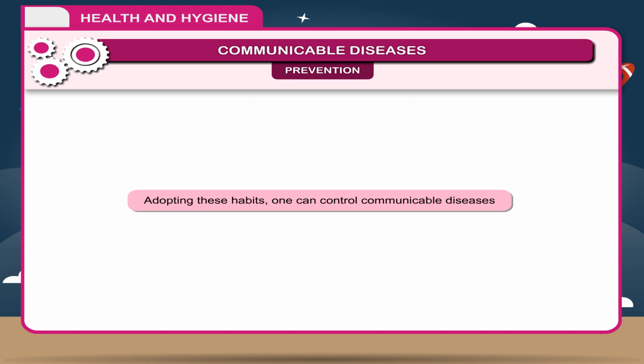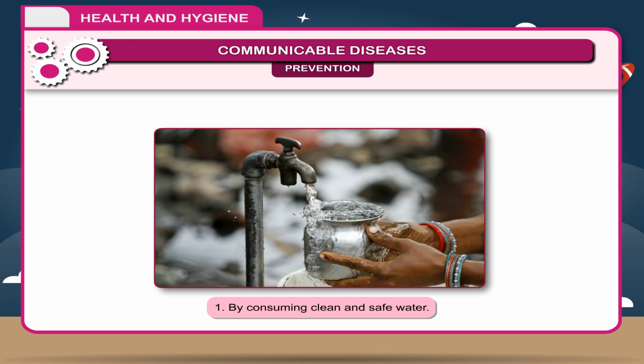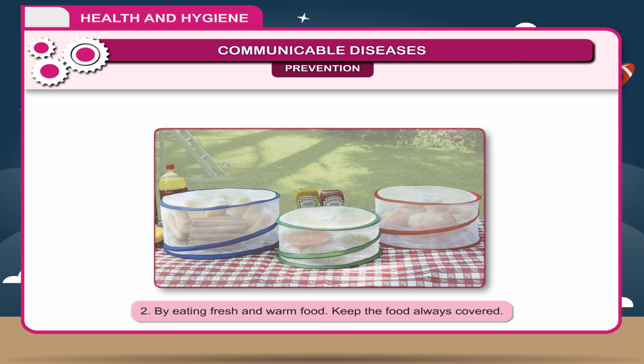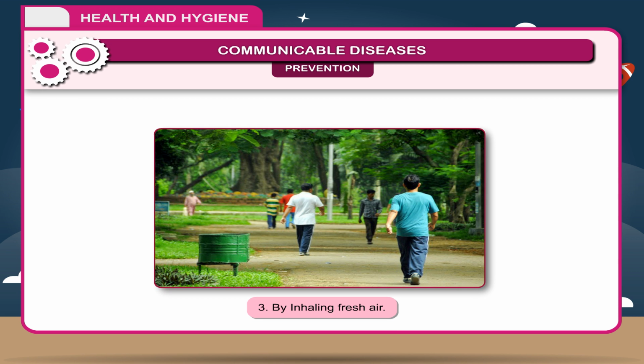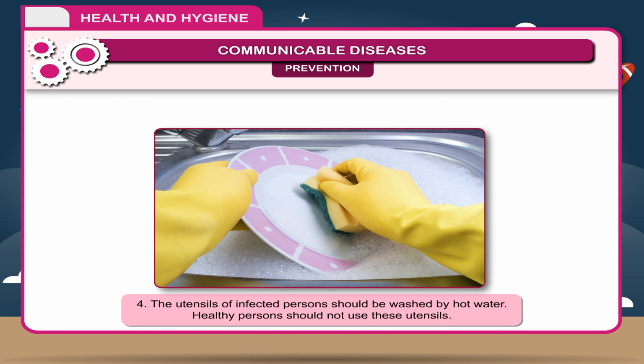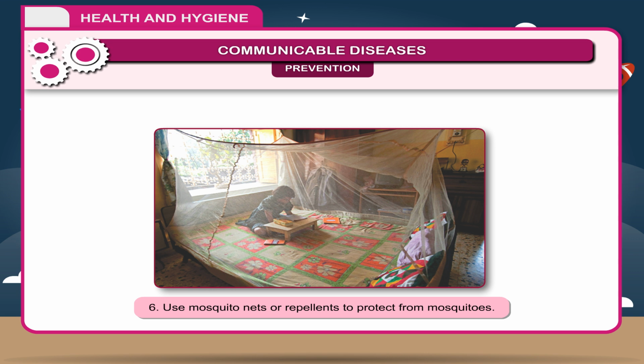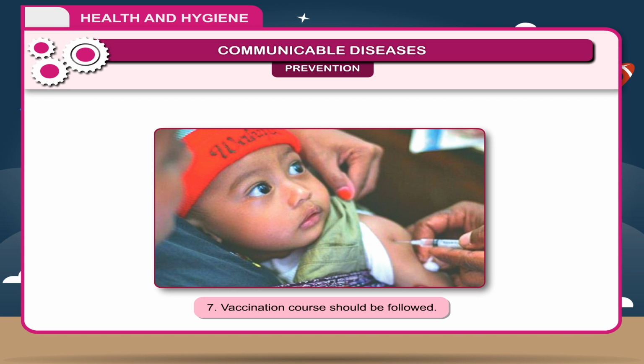Prevention. By adopting these habits, one can control communicable diseases. 1. By consuming clean and safe water. 2. By eating fresh and warm food. Keep the food always covered. 3. By inhaling fresh air. 4. The utensils of infected persons should be washed with hot water. Healthy persons should not use these utensils. 5. By washing the hands frequently with medicated soap. 6. Use mosquito nets or repellents to protect from mosquitoes. 7. The vaccination course should be followed.